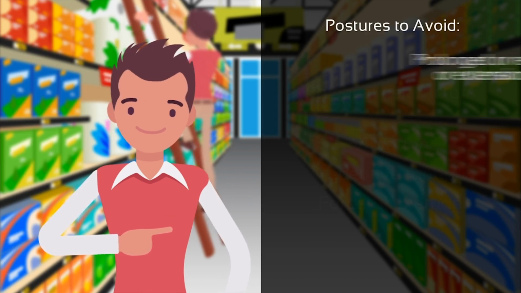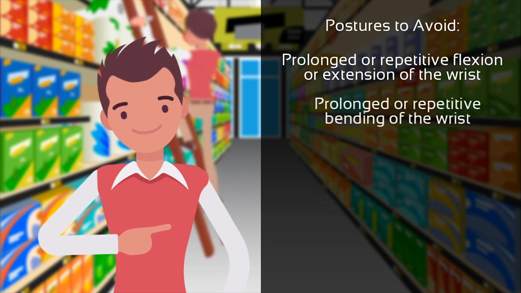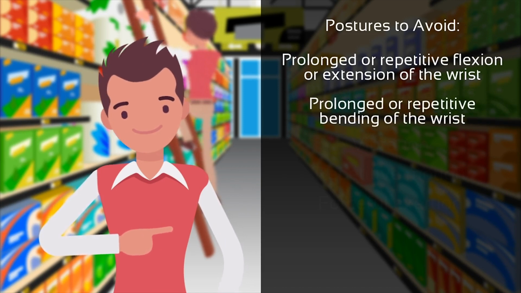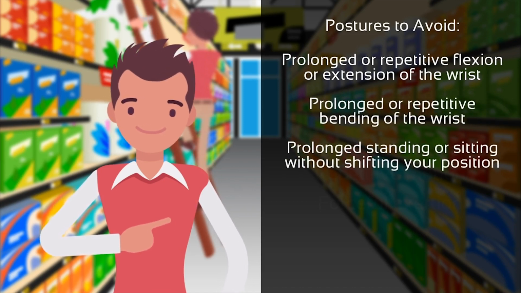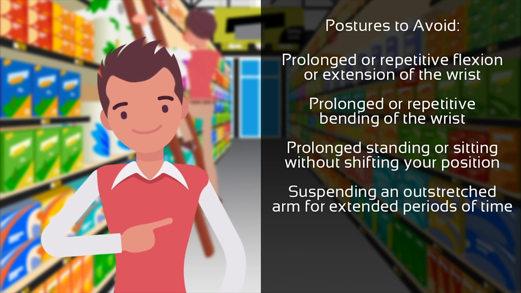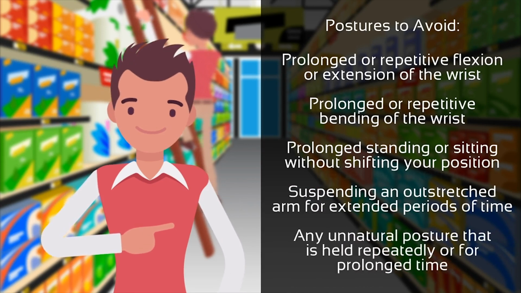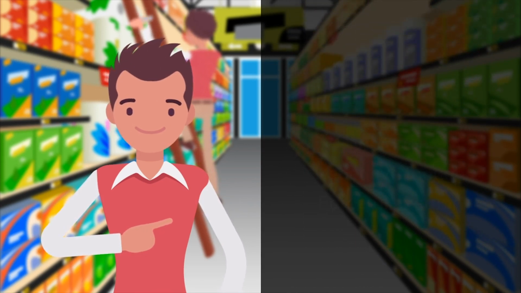Postures to avoid: prolonged or repetitive flexion or extension of the wrist, prolonged or repetitive bending of the wrist, prolonged standing or sitting without shifting your position, suspending an outstretched arm for extended periods of time, any unnatural posture that is held repeatedly or for prolonged time.